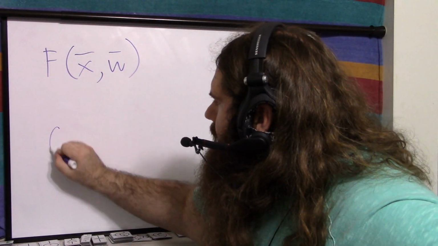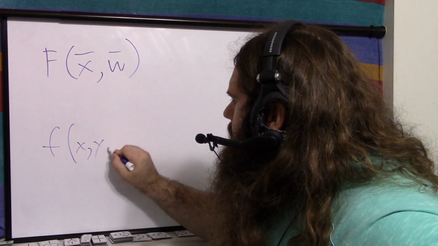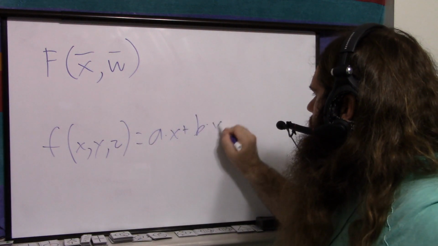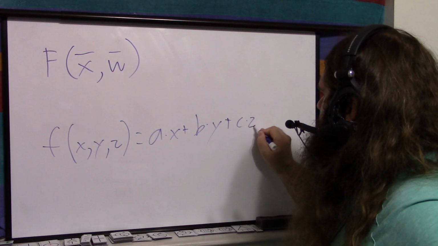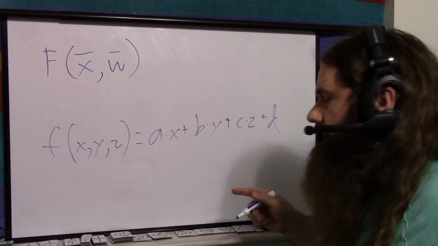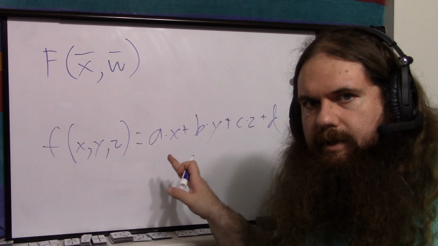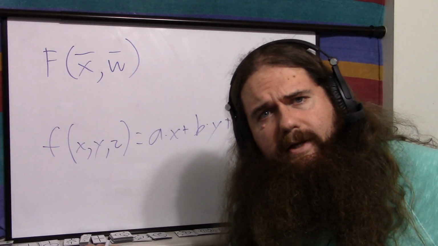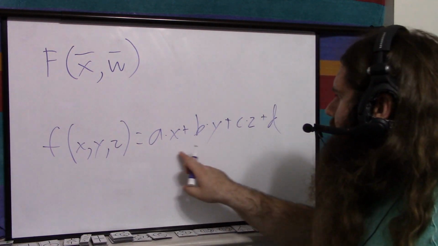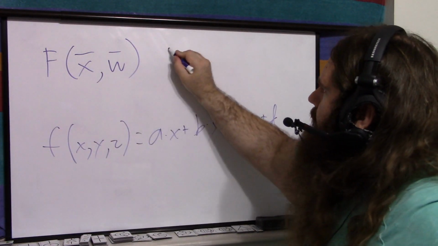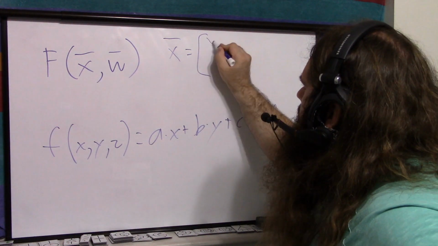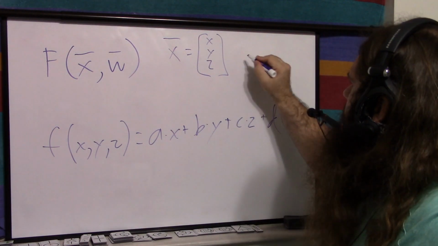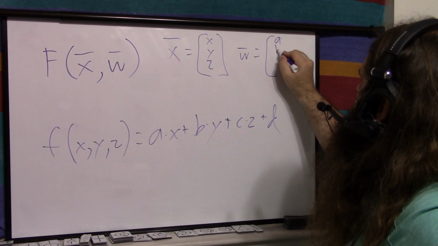If we have f of x, y, z equals a times x plus b times y plus c times z plus d. This is a simple linear function in 3 dimensions, or a plot of 4 dimensions, so I guess it's a hyperplane? I forget what it's called, but anyway. The point is, we've got a, b, and c. If we do it this way, x bar equals x, y, z. That's our input. That's what we care about calculating. And w equals a, b, c, d.